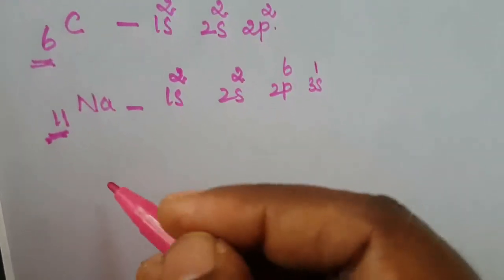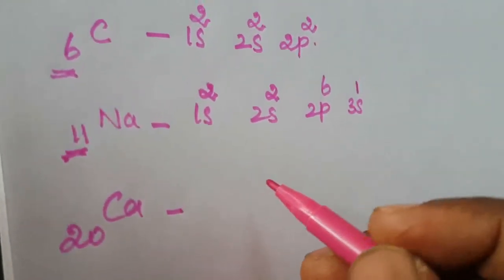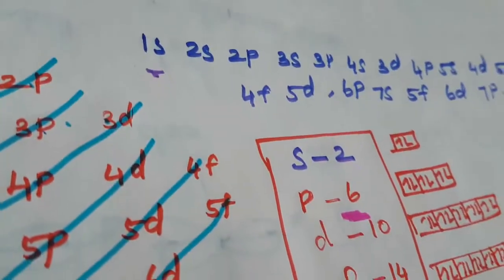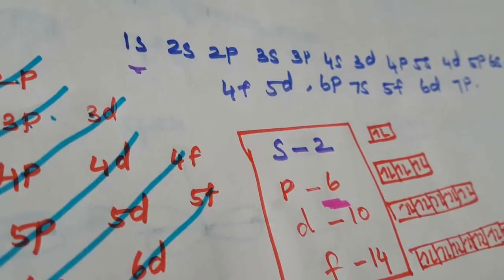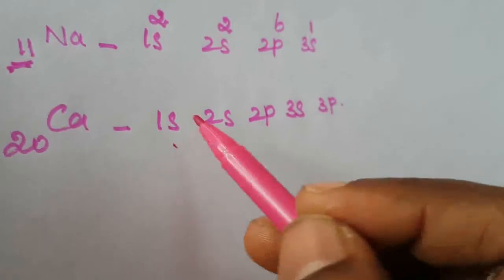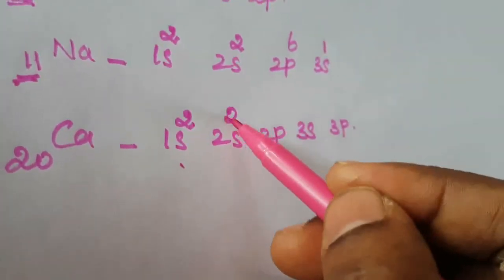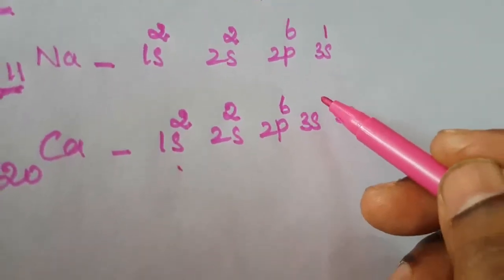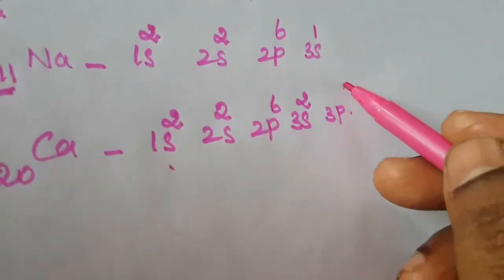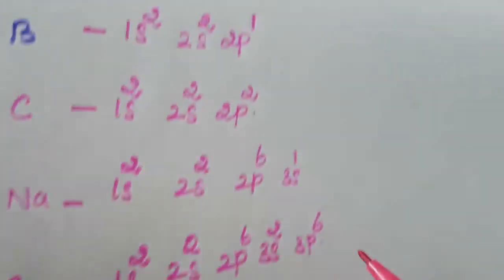Next one is calcium, 20. How to write calcium? This is the order: 1s, 2s, 2p, 3s, 3p. 1s, how many electrons? The s orbital, 2 electrons. 2s, 2 electrons. 2p, 6 electrons. 10 over. Then 3s, 2 electrons. 3p, 6 electrons. Totally how many electrons are over now? Totally 18 electrons.